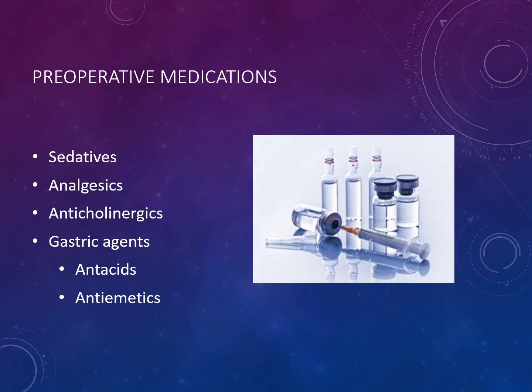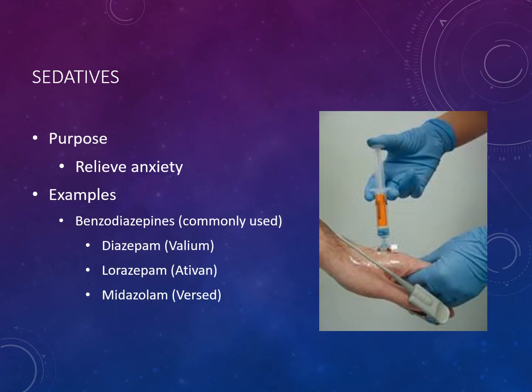Preoperative medications are given as needed to prepare the patient for surgery, both physiologically and physically. So we're going to talk about 4 different groups of agents in this chapter. We're going to talk about sedatives, analgesics, anticholinergics, and gastric agents, which are going to include antacids and antiemetics. Sedatives. So this is the first one we're going to talk about. These in most patients will produce a mild drowsiness and can have amnestic effects. So if you remember, we said that means loss of memory.